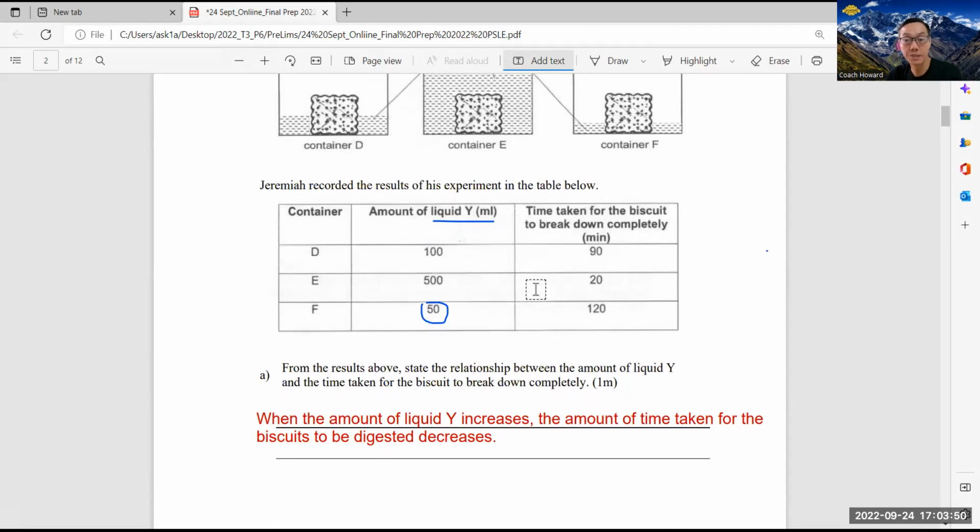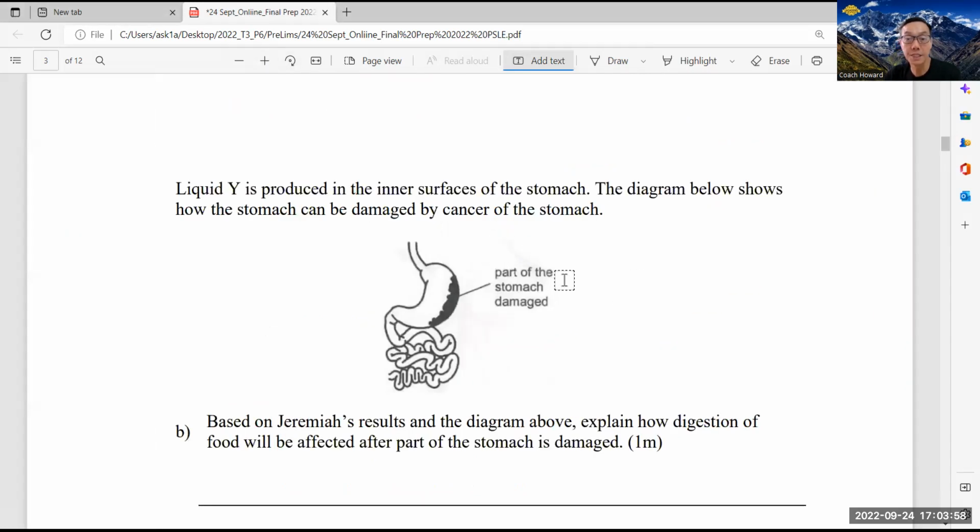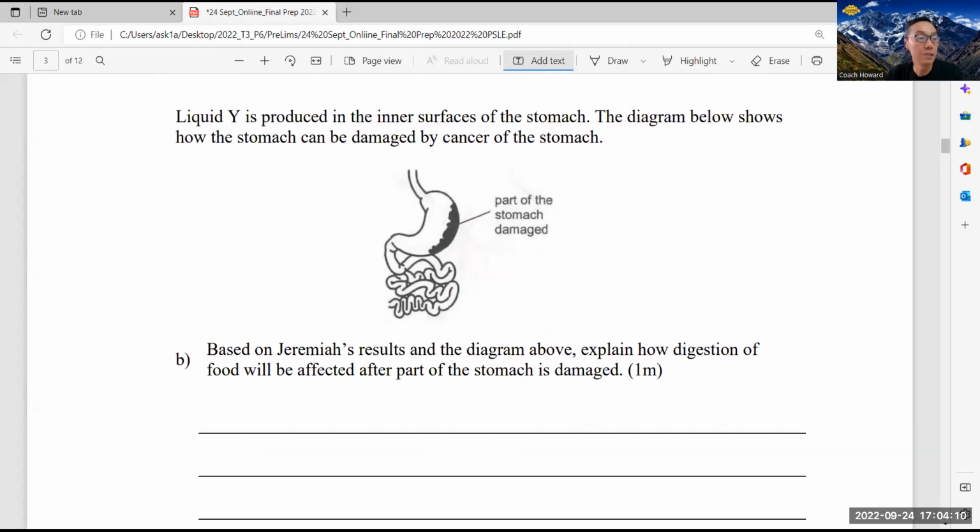I will save this. So this question is related to here. You notice that this is part of the stomach being damaged. They say the diagram below shows how the stomach can be damaged by cancer of the stomach. In fact, this illness has taken the lives of many people in modernized countries like Singapore. So we need to watch the food that we eat. Try to eat your meals with concentration. That means don't be distracted when you eat, because this may affect how your food is digested. They say explain how digestion of food will be affected after part of the stomach is damaged.